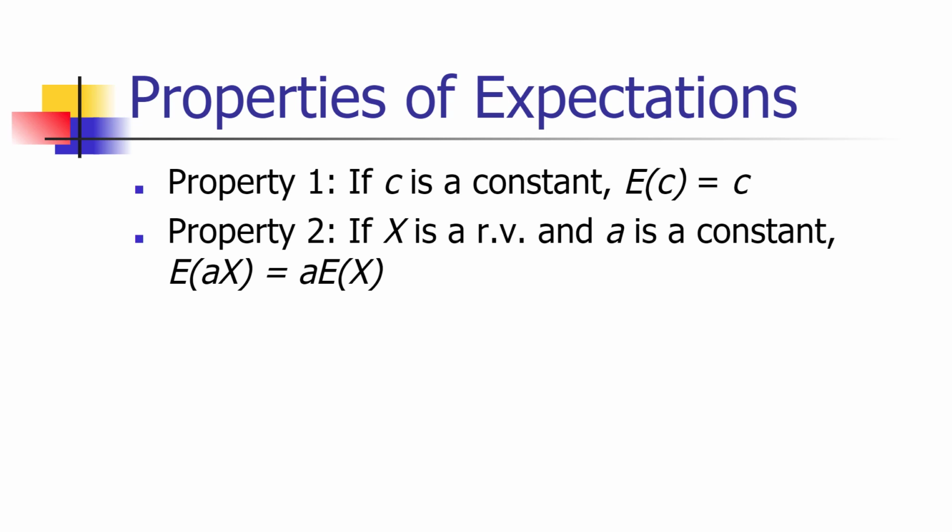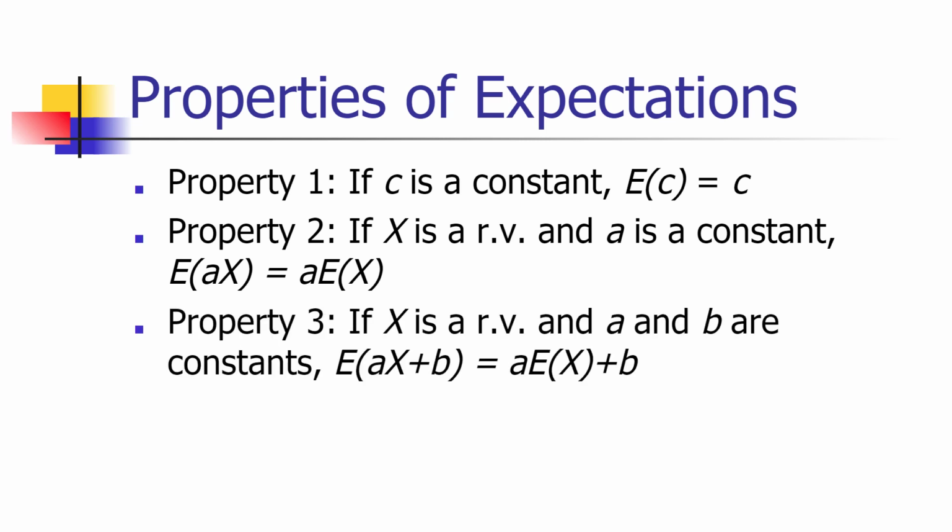So the expected value of a constant times a random variable is always equal to that constant times the expected value of X. Property 3 essentially combines property 2 and 1, and it states that if A is a constant and B is a constant and X again is a random variable, the expected value of AX plus B is equal to A times the expected value of X plus B.